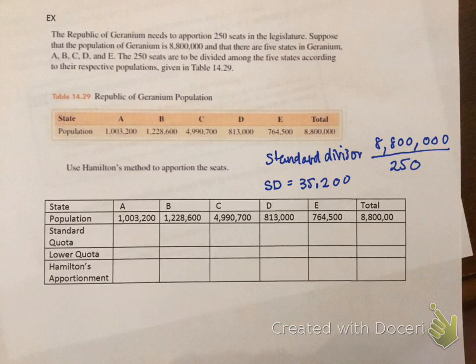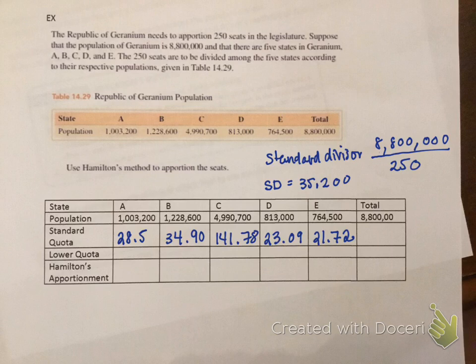So 1,003,200 divided by 35,200 gives me 28.5. 1,228,600 divided by 35,200 gives me 34.90. 4,990,700 divided by the standard divisor, which is 35,200, will give me 141.78. 813,000 divided by 35,200 gives me 23.09. 764,500 divided by 35,200 gives me 21.72.